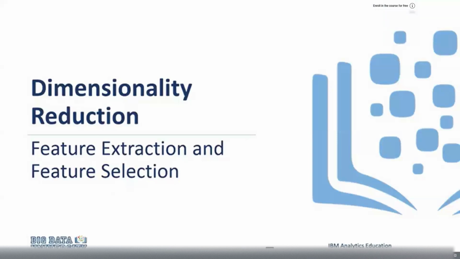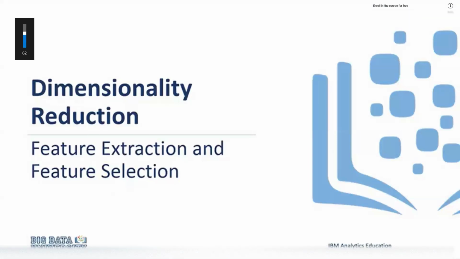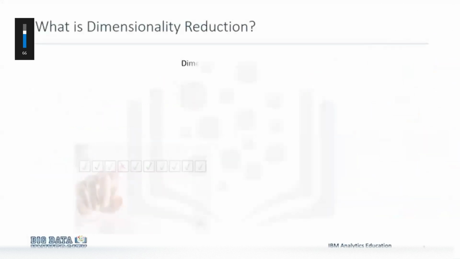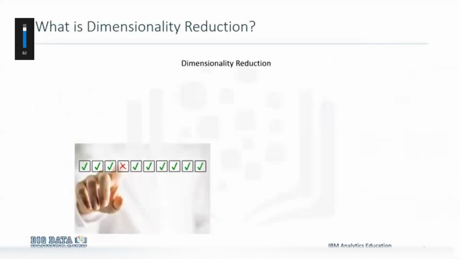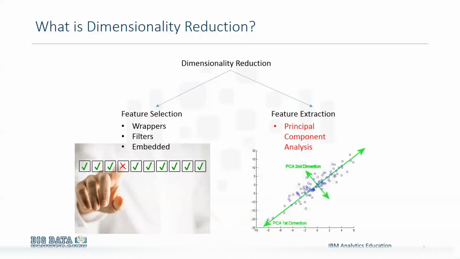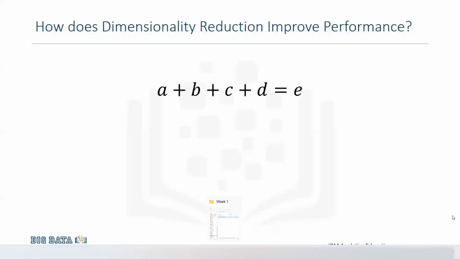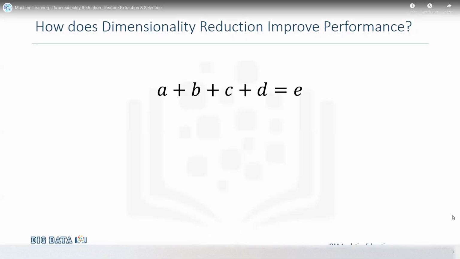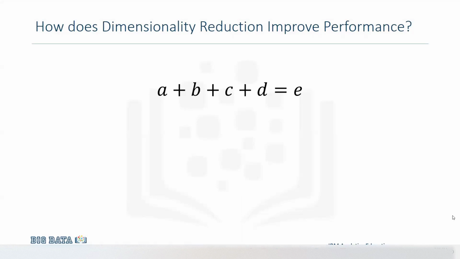Hello, welcome to dimensionality reduction using feature extraction and feature selection. Dimensionality reduction is the process of reducing the number of variables or features in review. Dimensionality reduction can be divided into two subcategories called feature selection, which includes wrappers, filters, and embedded, and feature extraction, which includes principal components analysis. So how exactly does dimensionality reduction improve performance? It does so by reducing the number of features that are to be considered.